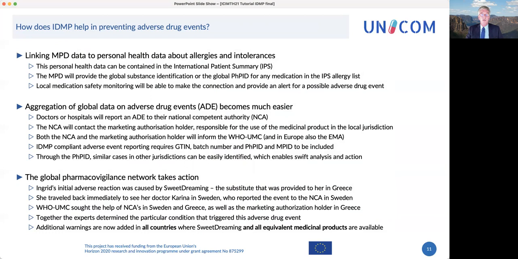And then of course, the medication safety monitoring will be able to use that information and make sure that you get alerted for possible adverse drug events, like Elena did using her smartphone, where it identified the types of over-the-counter medication that would have resulted in an adverse drug event. So that's the patient and direct patient care part.